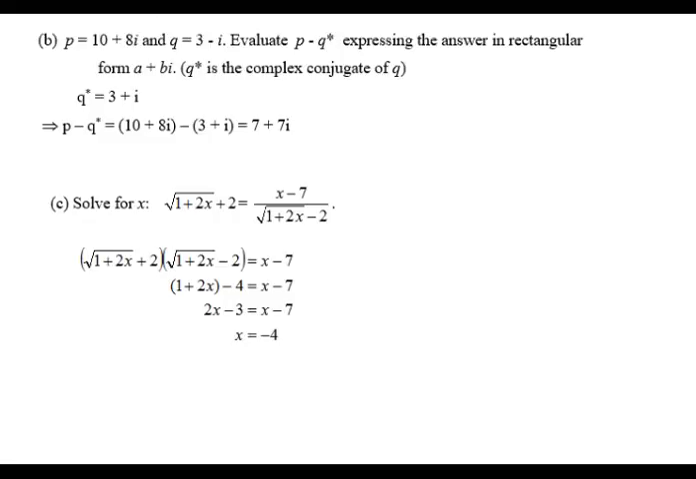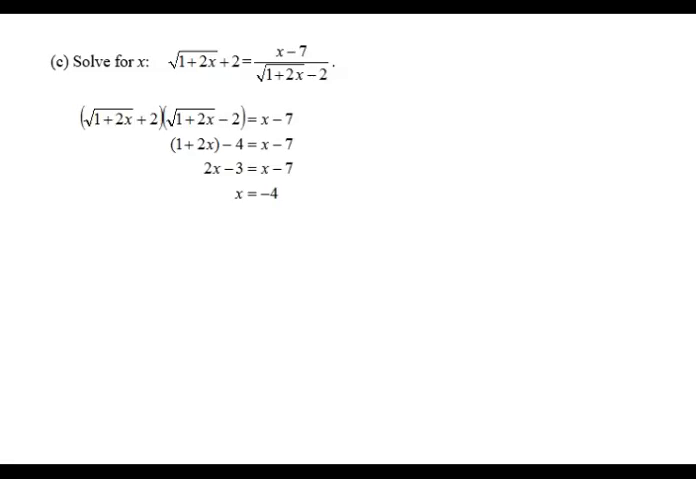So question B, fortunately that's just a little bit quicker and easier. We've got p minus q conjugate, and once again, as long as we put our brackets in there, we shouldn't have too much problem. So we're going to have p minus q, and the q is going to be in a bracket. So it's 10 plus 8i minus 3 minus i, which is 7 plus 7i. Finished.